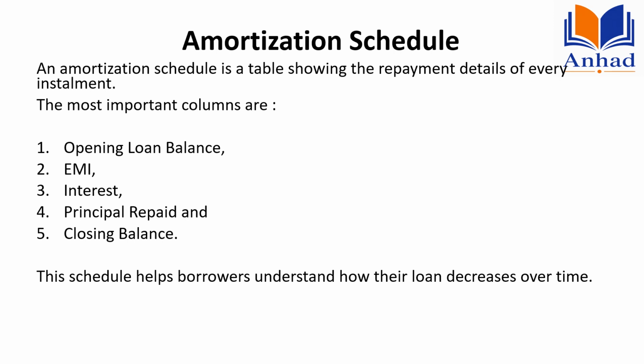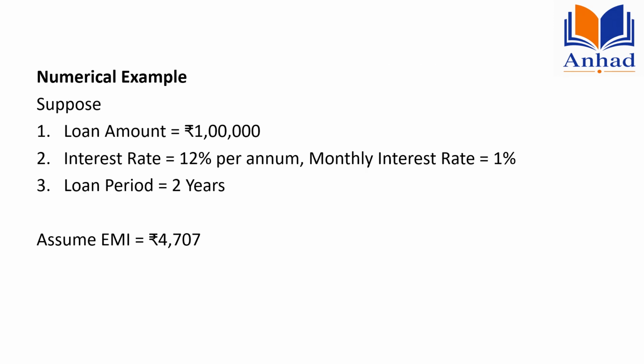Let us take a numerical example. Suppose loan amount is equal to 1 lakh rupees. Interest rate is equal to 12% per annum. Loan period is equal to 2 years. Monthly interest rate is equal to 1%. Assume EMI is equal to 4,707 rupees.